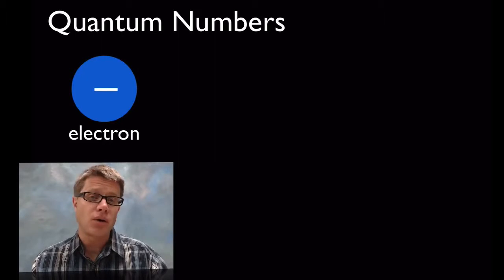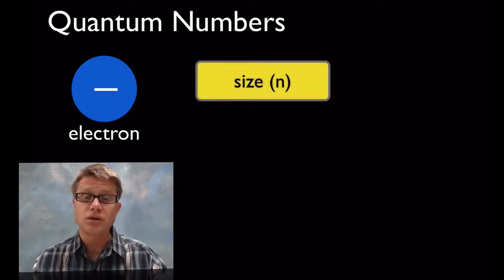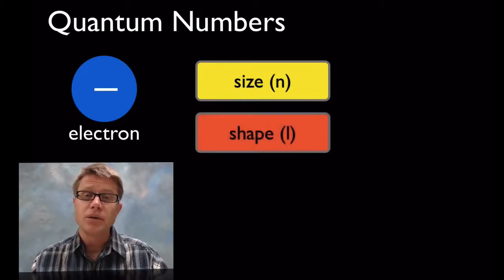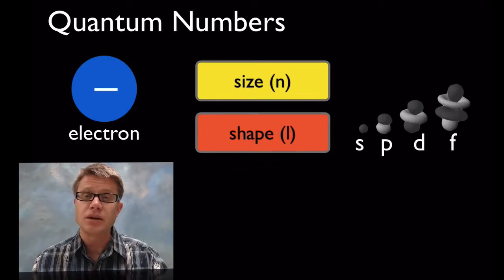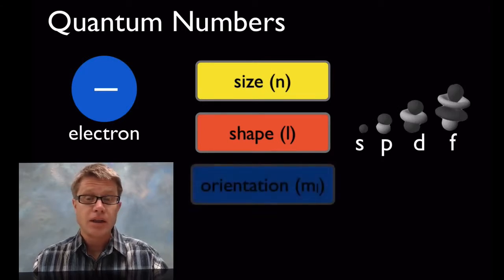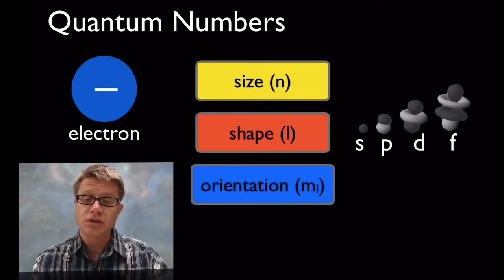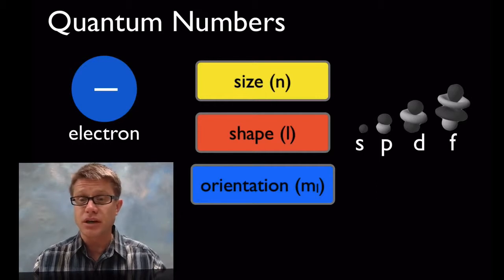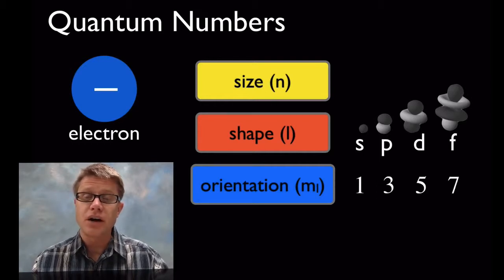We have what are called quantum numbers, and the first 3 determine what that orbital looks like. The first one is n, and that's the size of the orbital. As n gets larger, the area in which those electrons are found gets larger. Next we have L, which is the shape of that orbital. It could be an s, a p, a d, or an f. Then we move into the orientation, which is m sub L. S can only have 1 orientation, p can have 3 orientations, and so it goes 1, 3, 5, 7.